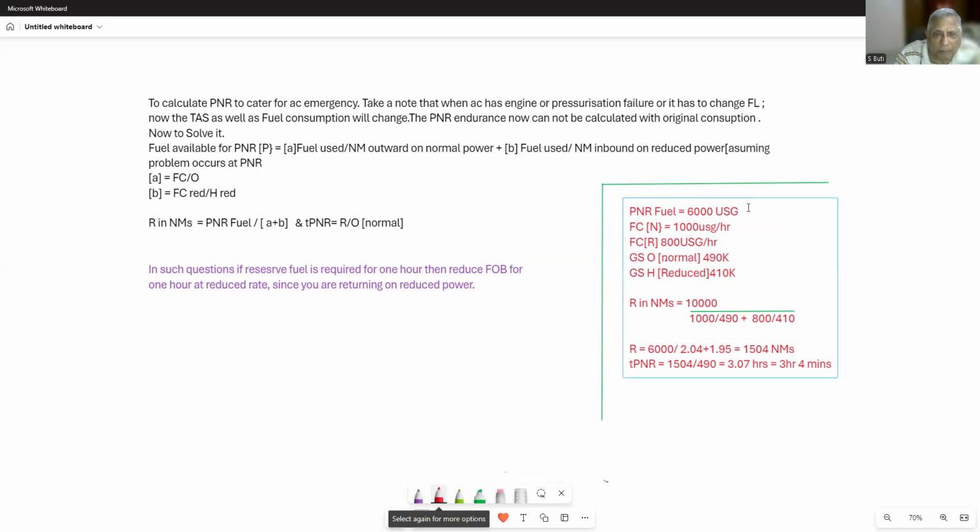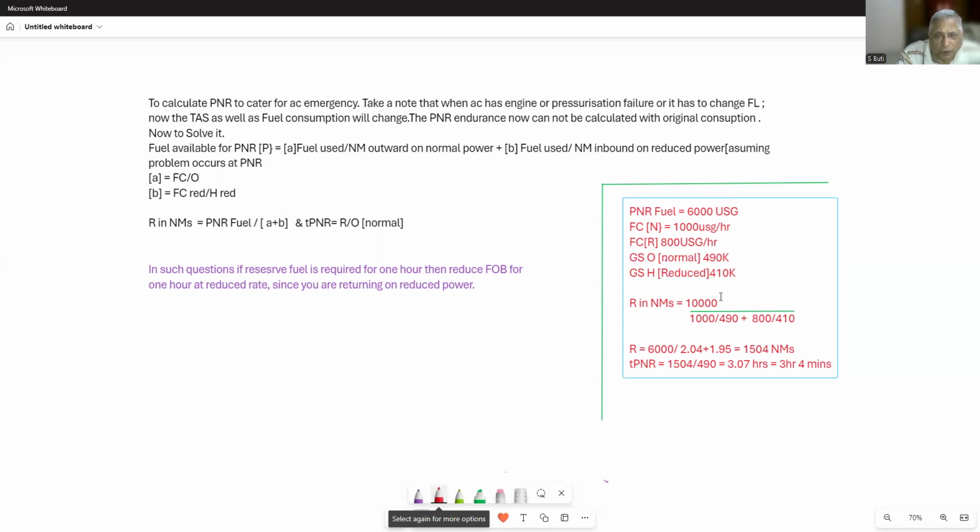Here is an example. PNR fuel is 6,000 US gallons. Fuel consumption normal is 1,000 per hour. Reduced is 800 per hour. Normal ground speed outbound is 490, calculated with the reduced TAS on the inbound. With the winds now, headwinds will change to tailwinds, and if outbound was port drift, inbound will be starboard drift. And calculate reduced ground speed inbound.